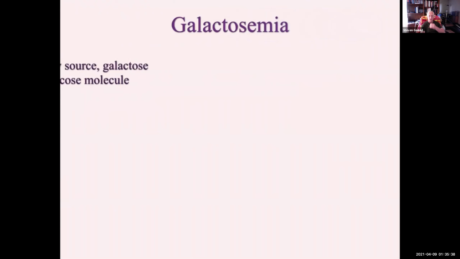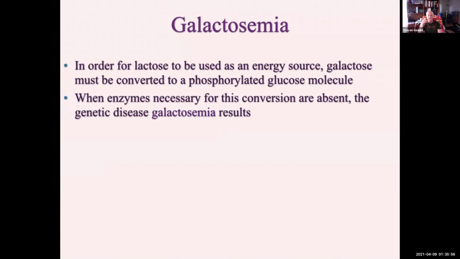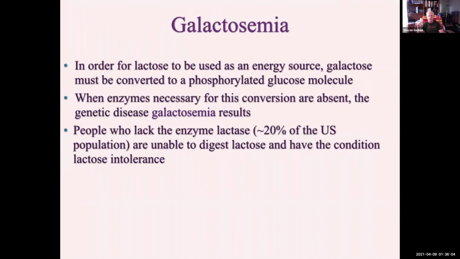So in galactosemia, in order for lactose to be used as an energy source, galactose must be converted into a phosphorylated glucose molecule. Remember, glucose and galactose are real similar. They just have the OH group on a carbon in a different position. So when the enzymes necessary for this conversion are absent, you have a genetic disease called galactosemia. People who lack the enzyme lactase, about 20% of the US population, are unable to digest lactose and have the condition lactose intolerance. So galactosemia and lactose intolerance are two different things.